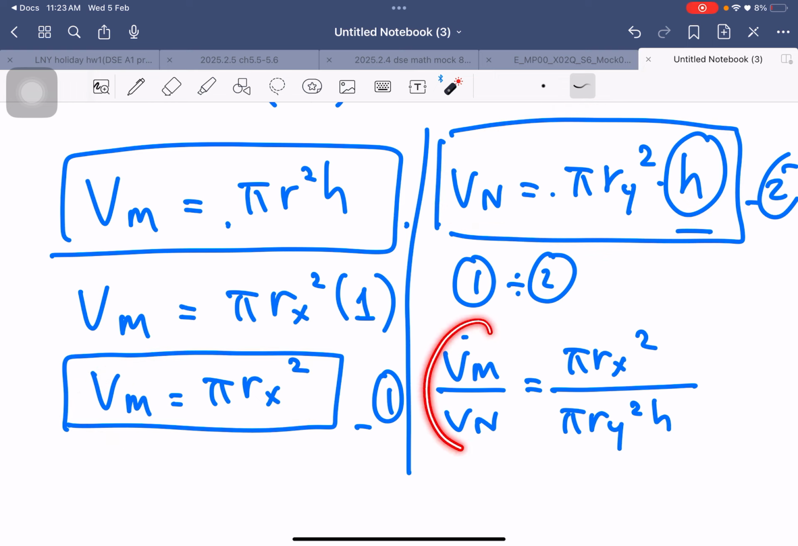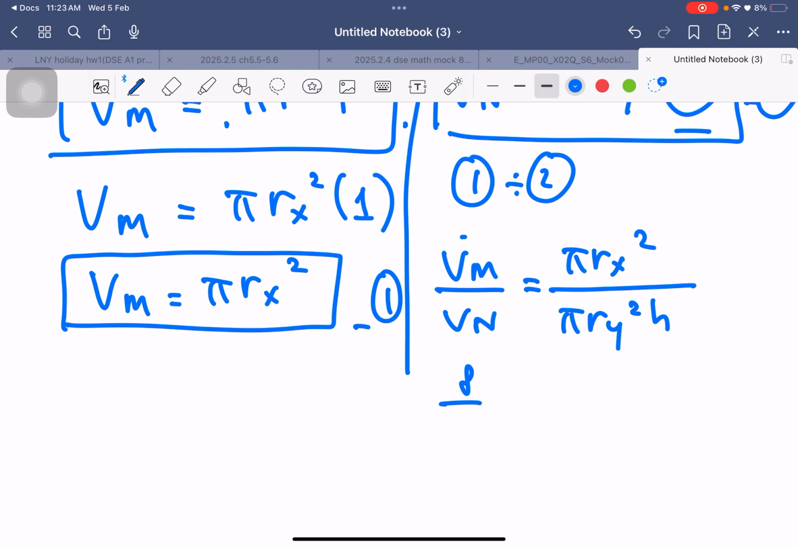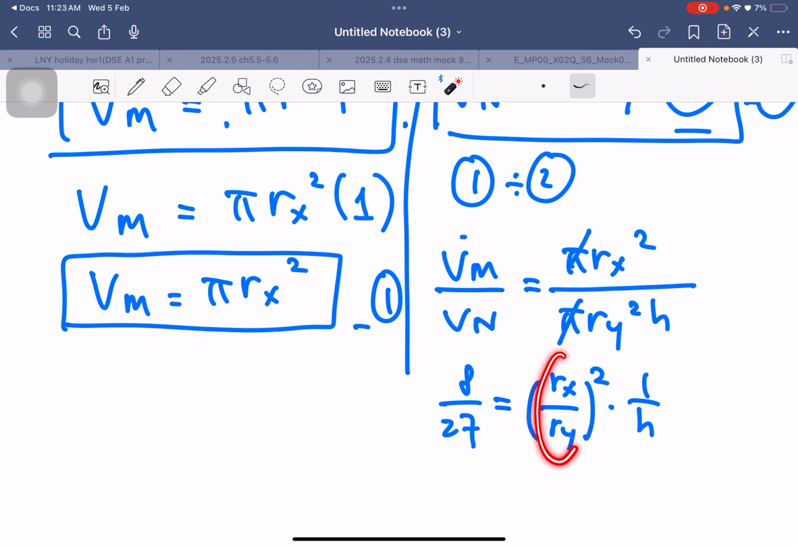But what is Vm divided by Vn? 18 over 27, 8 over 27, isn't it? So it's going to be 8 over 27 is equal to, pi is being cancelled. Then Rx divided by Ry, so Rx divided by Ry squared times 1 over h. What is this? Rx divided by Ry.